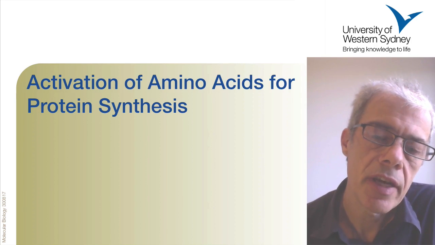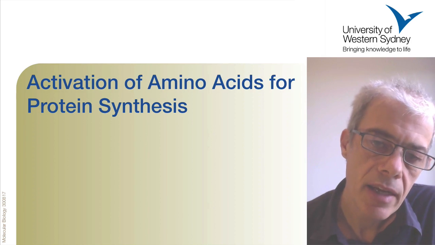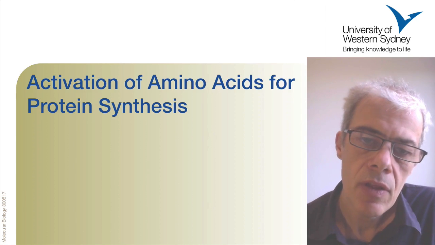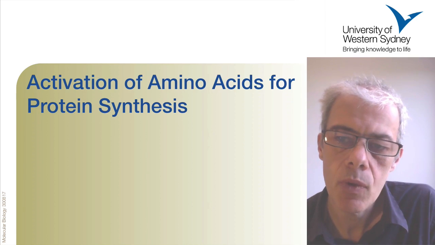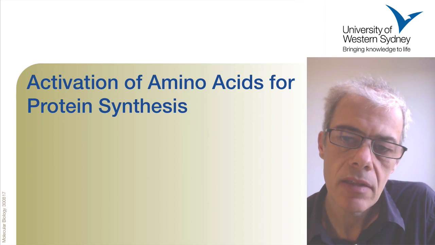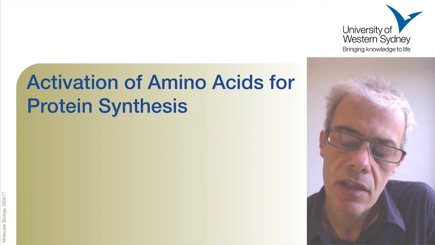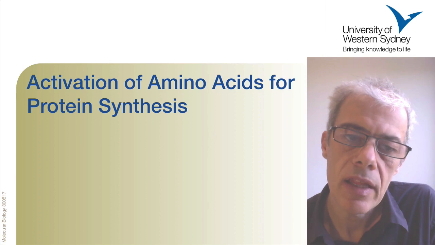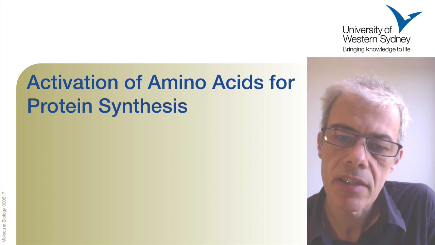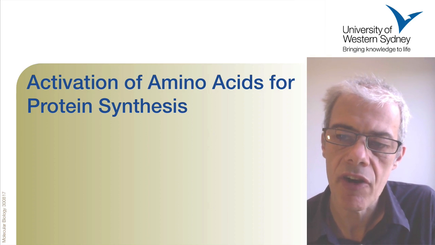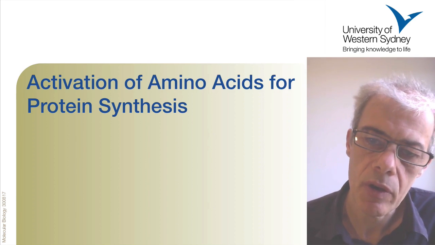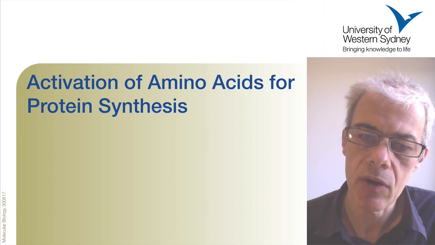The next section of the textbook concerns the activation of amino acids for protein synthesis. So this is the process that occurs before initiation. So the activation of amino acids doesn't occur at the ribosome. This occurs in the cytosol, and then once these activated amino acids are attached to the transfer RNA, these transfer RNAs move to the ribosome during initiation and elongation.